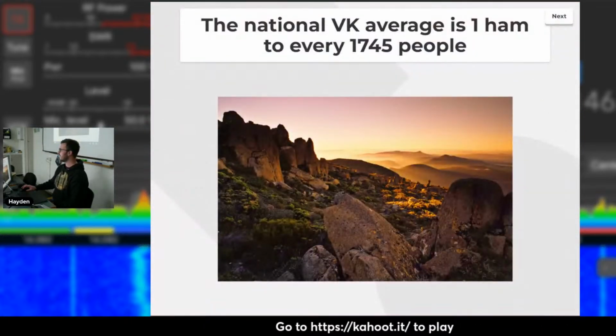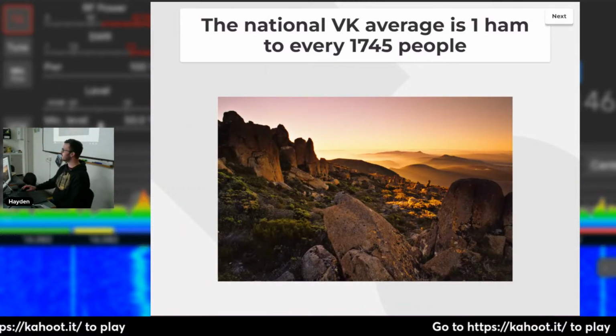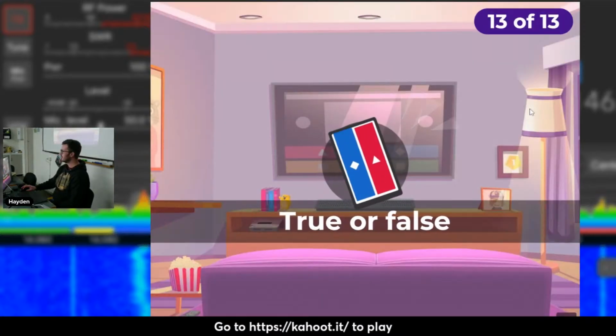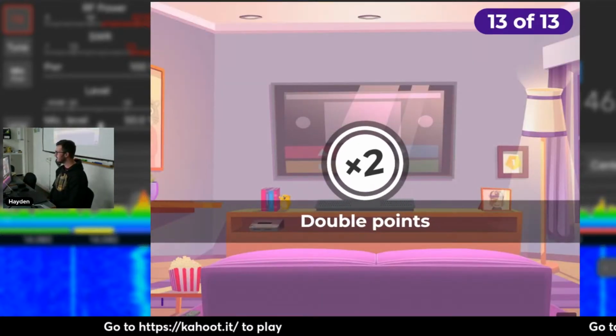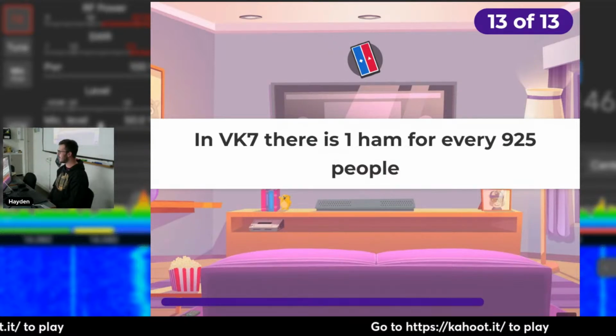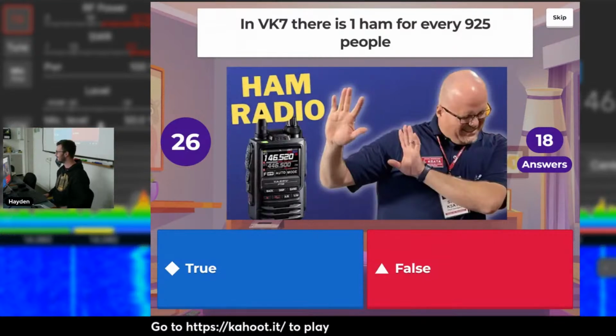Okay, so the national VK average, ham to population average, I should have put in here, is 1 ham to every 1,745 people. True or false? Double points. In VK7, there is 1 ham for every 925 people. True or false?